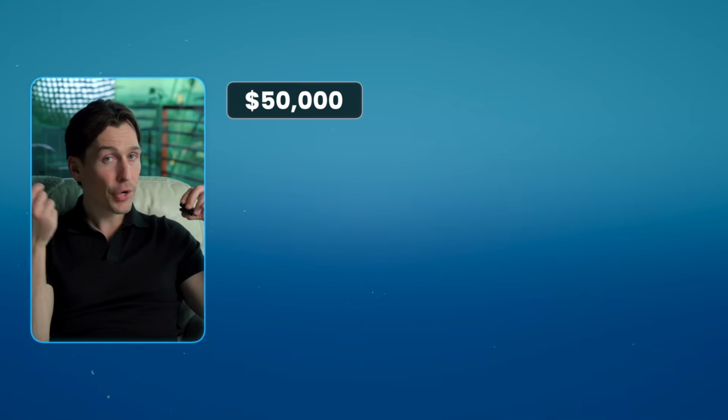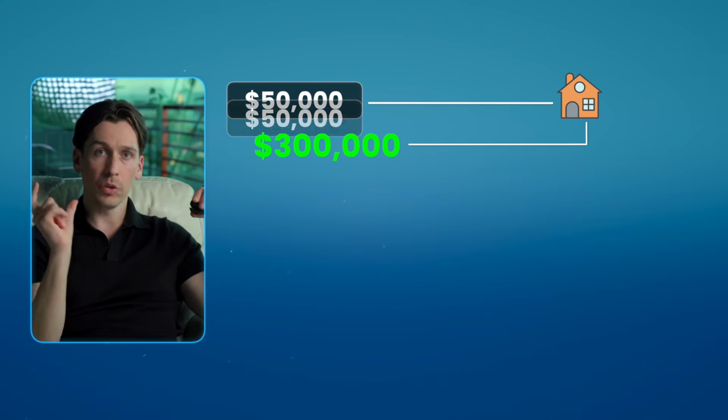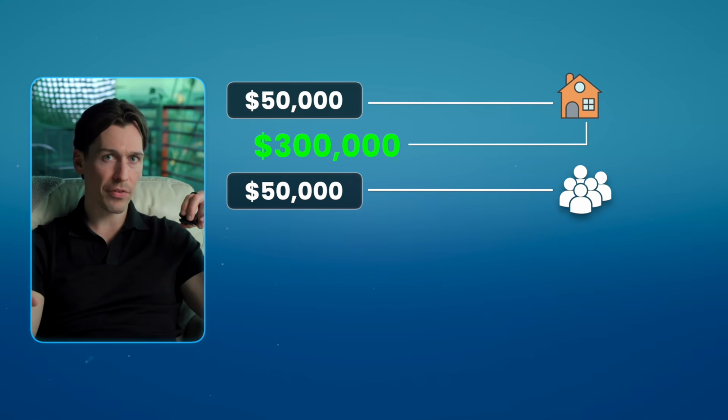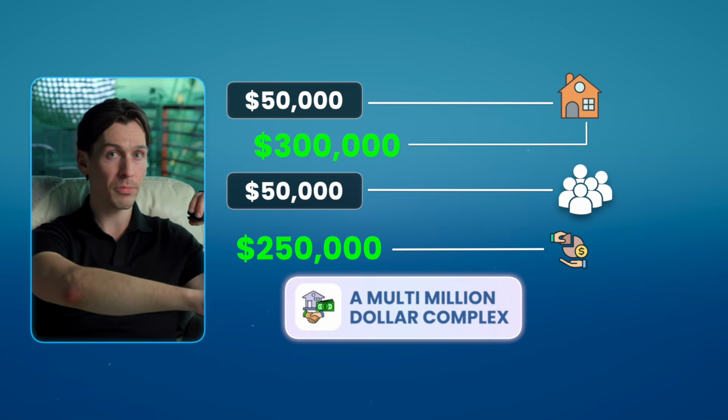So instead of taking your 50 grand and putting it towards one house that's worth $300,000, you take that 50 grand, you pool it together with 5 other people. Now you have 250,000 that you use as a down payment for a multi-million-dollar complex. I'm botching the numbers here a little bit, but the point is you guys are taking on a way larger equity play by taking on a much bigger project.